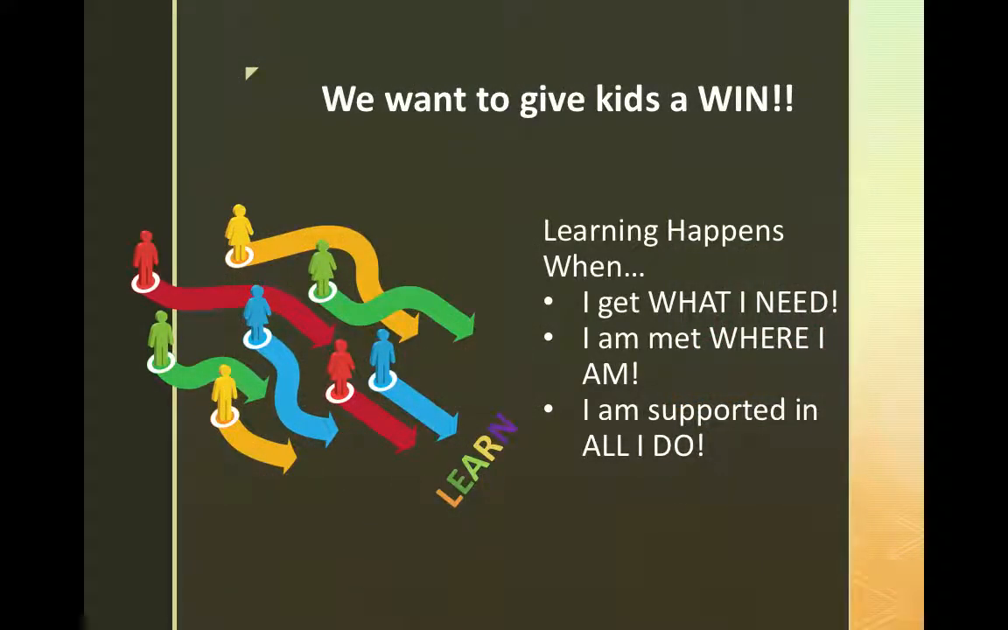Well, we want to give kids a win. Learning happens when students get what they need and they're met where they are and supported in all that they do. That's when learning happens. Each child has their own pathway and their own progression, and we're able to create a learning path that best meets their needs.